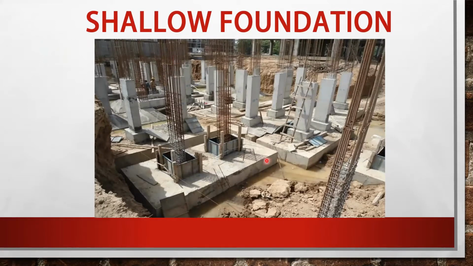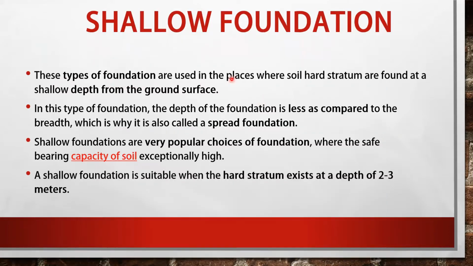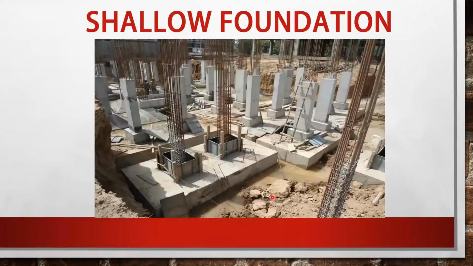You can see this is an image where we have casted the shallow foundation. These types of foundations are used in places where the soil hard stratum is found at a shallow depth from the ground surface. What does this mean? This means here on this side the soil hard stratum is found at a shallow depth, and what should be that depth? That depth should be lesser than 2 to 3 meters. If the depth exceeds 3 meters, then that will be categorized as deep foundation, and today we are going to stick with the shallow foundation.